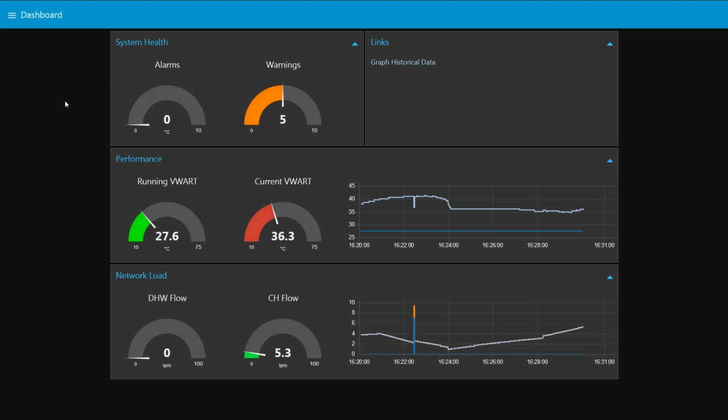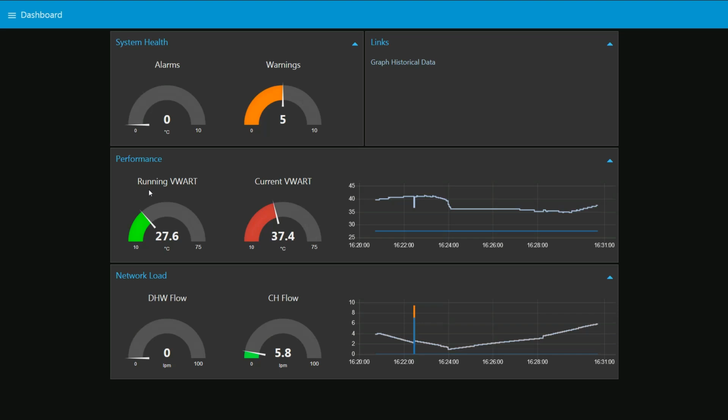The dashboard gives us an overview of what's going on the development with second by second accuracy. We have a panel that gives us a view of the system health, broken down into alarms and warnings. So these are things that require urgent attention and warnings which should be attended to fairly soon before they turn into bigger problems. We have a link to historical data so we can look back over what's gone on in the past.